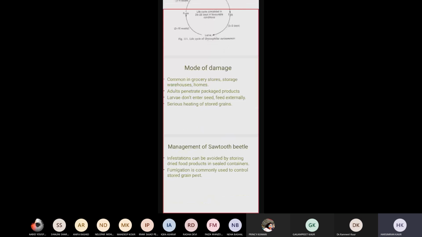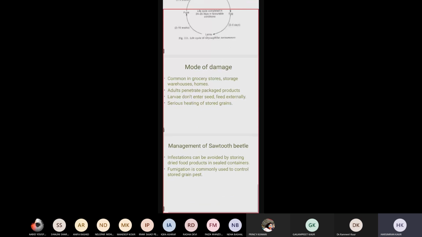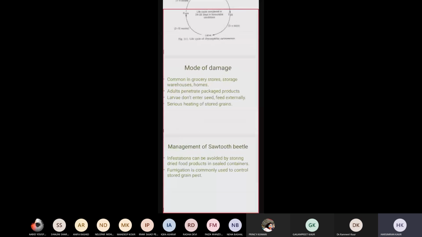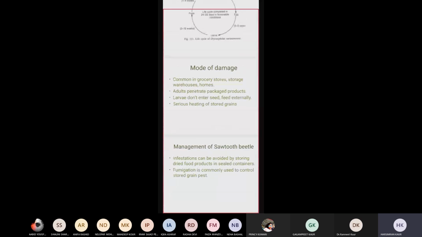Firstly, infestations can be avoided by storing dried food products in sealed containers. Fumigation is commonly used to control stored grain pests. Fumigation is a method that we can use by spraying, but it is highly toxic, so we should avoid contact so that humans do not come in contact with the fumigants. They are very toxic, so it should be practiced in a careful way.